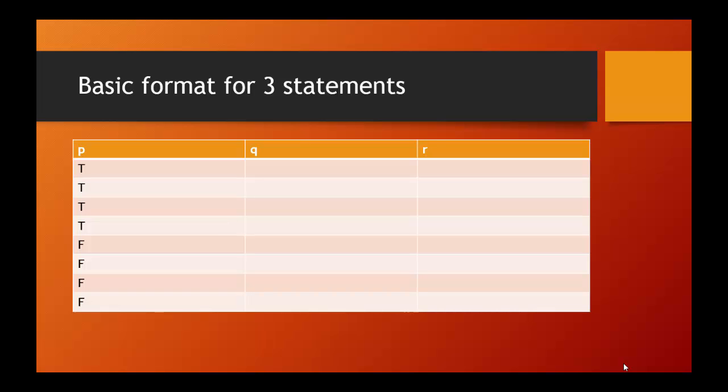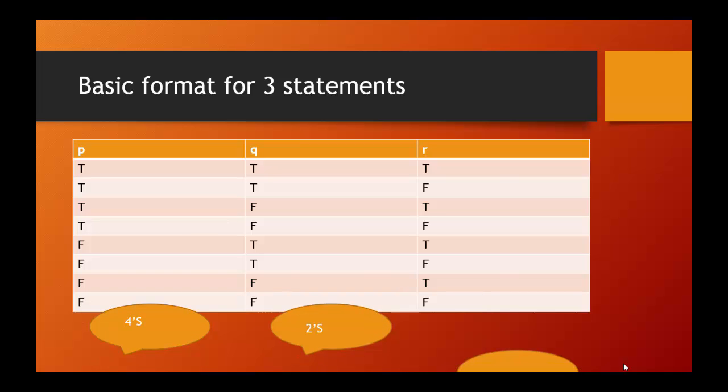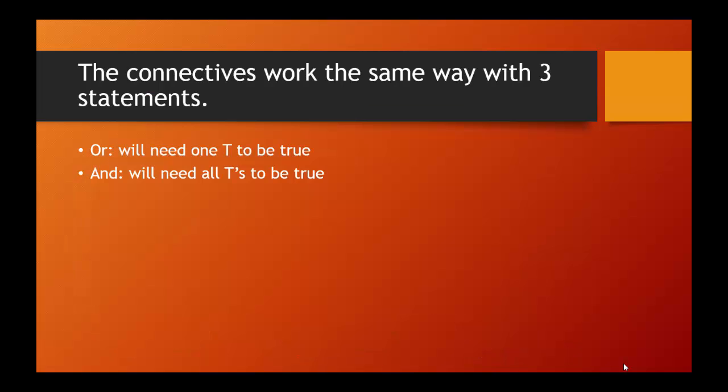But what I really want you to notice is half. I go half true, half false in that order. Then Q will go true, true, false, false. And then I do it again, true, true, false, false. All right, so see how P was 4s? Q's are 2s. And then R, I'm going to go true, false, true, false, true, false, true, false. So there is a pattern. Pay attention to the pattern. I want you to think of it as 4s, 2s, and then 1s. That should help.